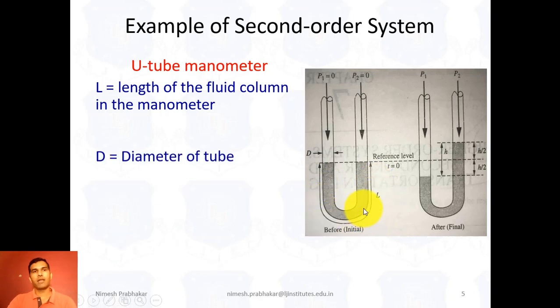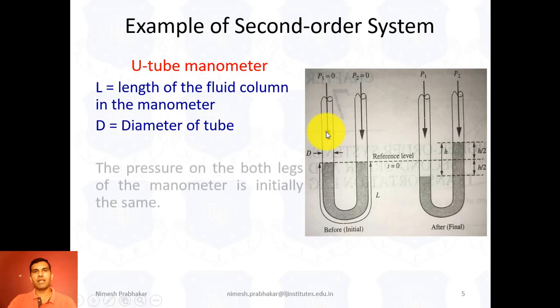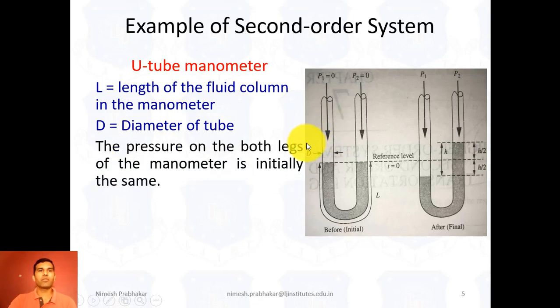Okay, and this D represents the diameter of the tube. Now at the initial stage, the pressure on both legs is the same. That means at the initial stage there is no movement in this fluid.